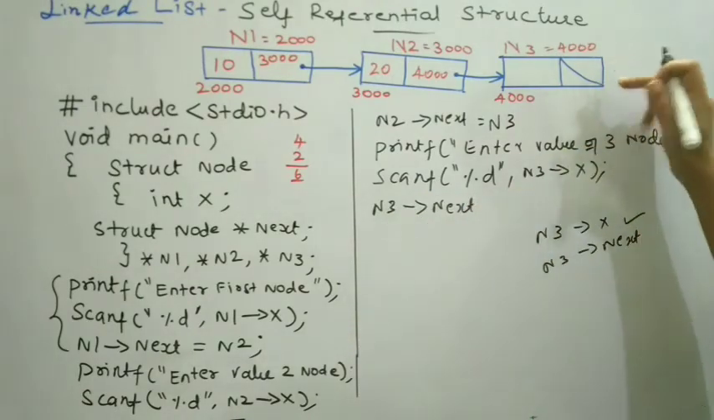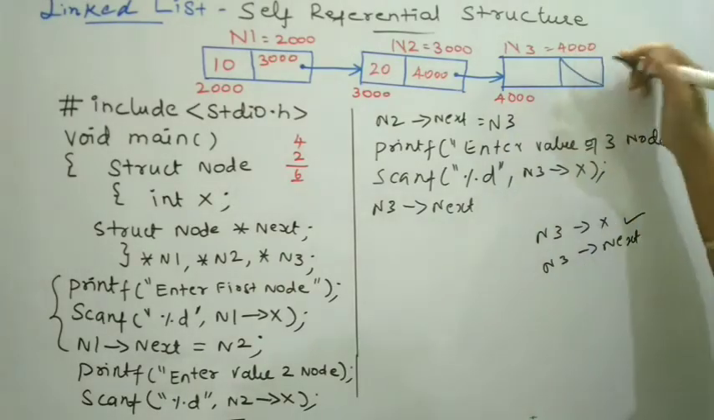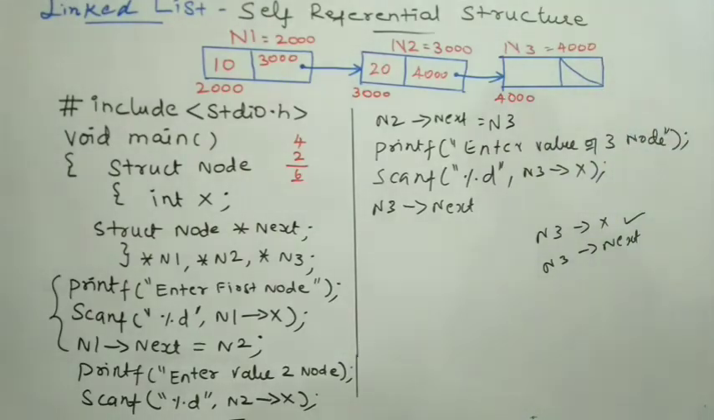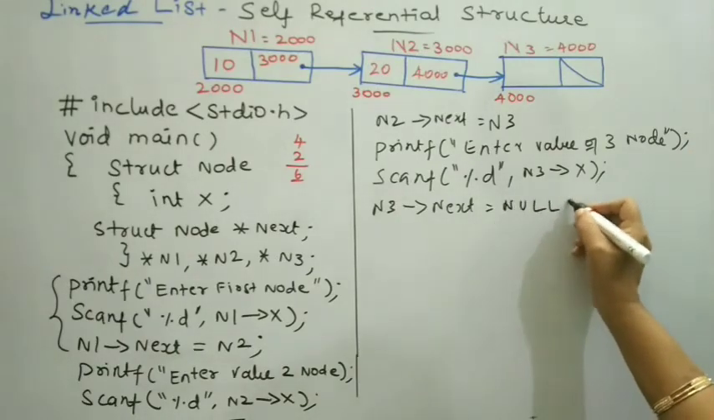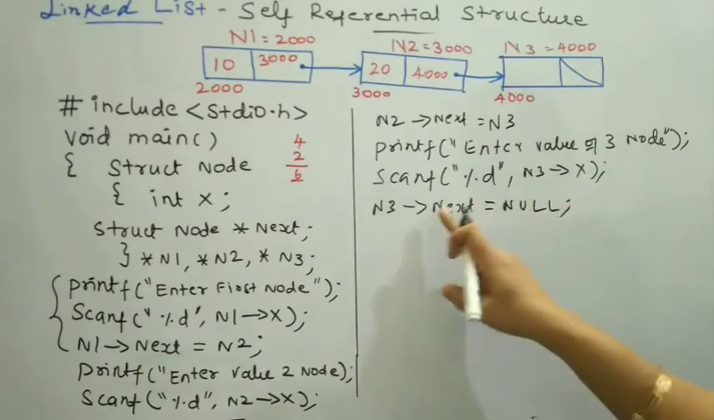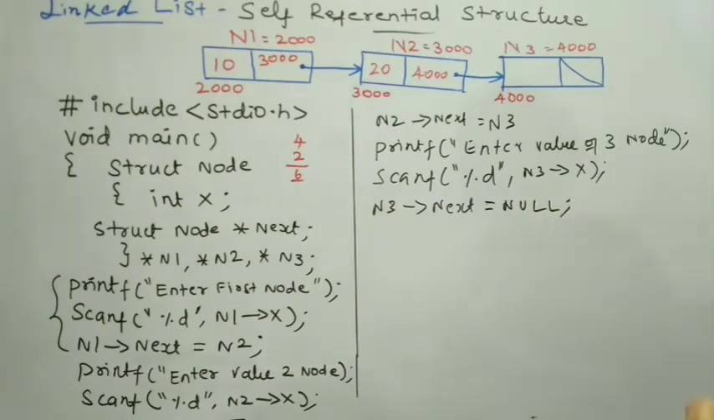So next of N3, I don't have any subsequent node following this node N3. So I need to assign some value to this pointer. If I don't have any valid memory address to be assigned for a pointer variable, then I can make use of this null. It means it is a null pointer.